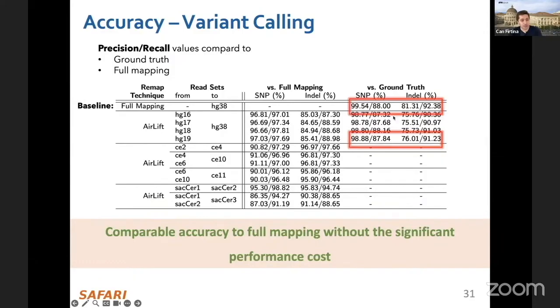Here, the SNP and the indel accuracy of full mapping is around 99.54% and 81.31%. And here, especially by looking at the SNP results, the accuracy of AirLift is very close to the accuracy of full mapping. And AirLift can actually generate very similar accuracy results without even fully mapping the reads from scratch, by providing these significant performance improvements.